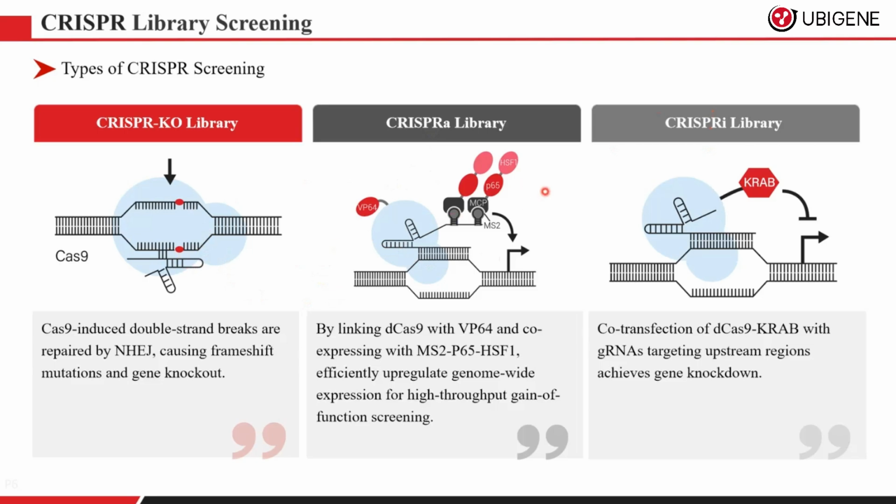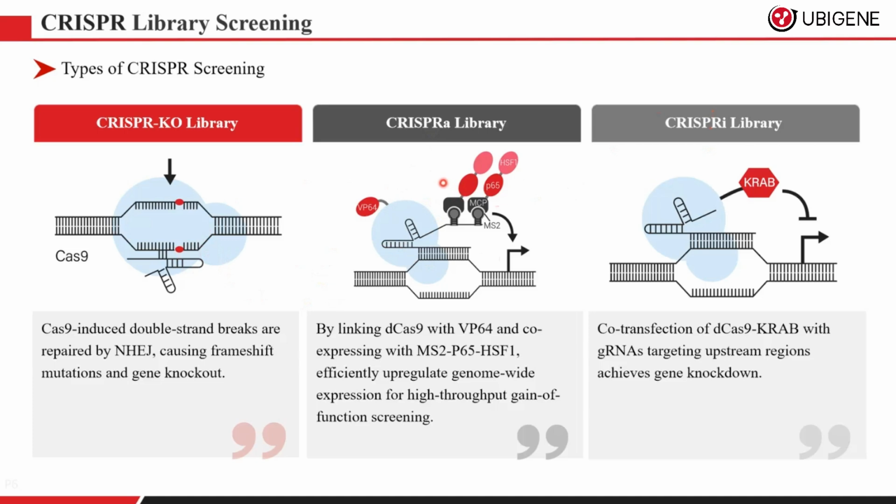So for the CRISPR-A library, this library targets transcription regulatory regions of coding and non-coding genes. By linking Cas9 with transcription activators, such as VP64, and co-expression with MS2, P65, HSF1, it will efficiently upregulate genome-wide expression for high-throughput gain-of-function screening.